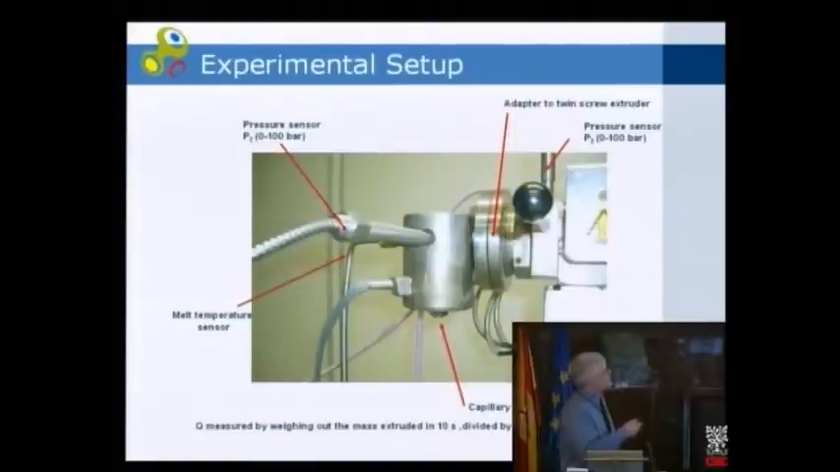Here we have a heated compartment. The feedstock comes out of the extruder right here. Everything is heated at a certain temperature. Here we have a pressure sensor, and here we have a pressure sensor at the inlet. What we need is this one. This is just an additional one. And here comes the extruded feedstock, and the mass of the feedstock is determined every 10 seconds by just putting it on a weighing device.